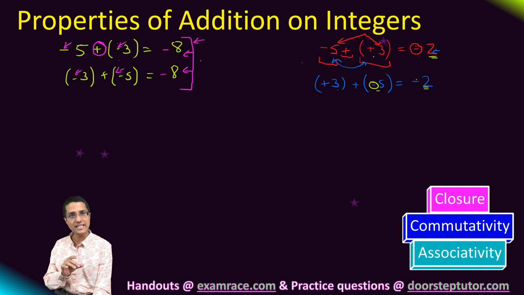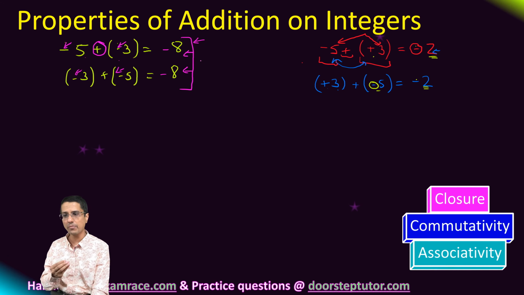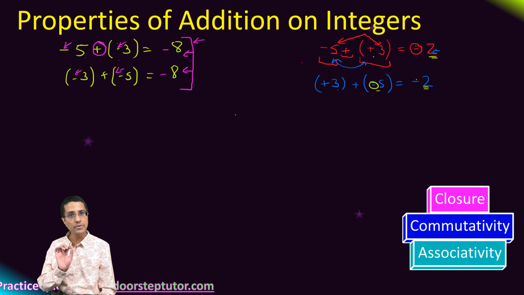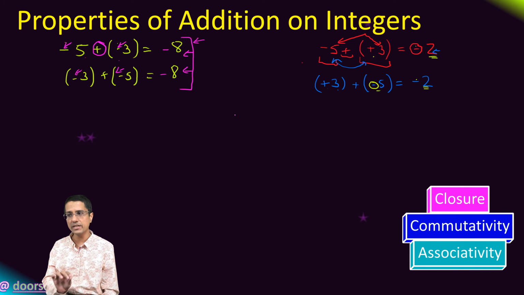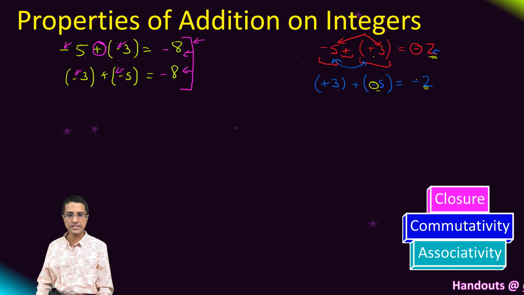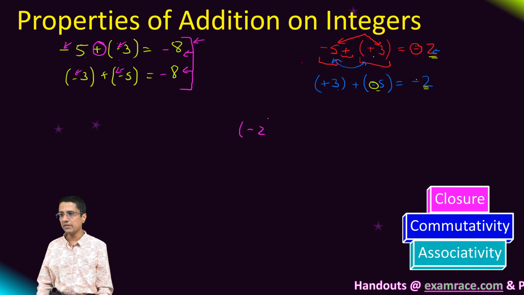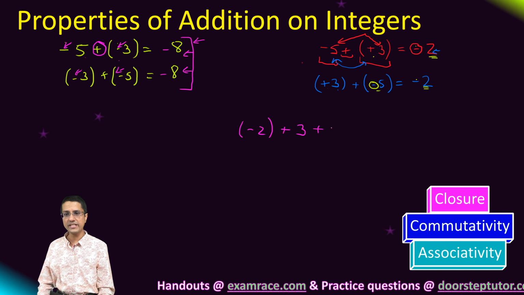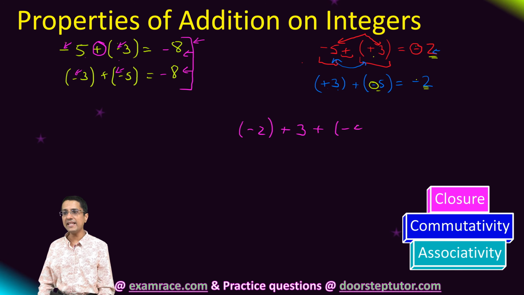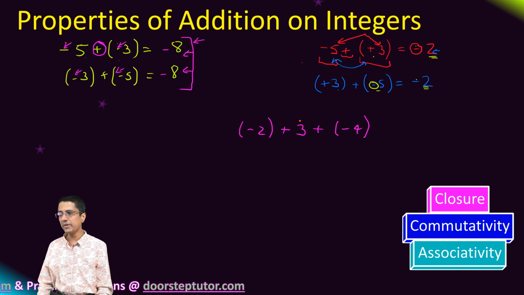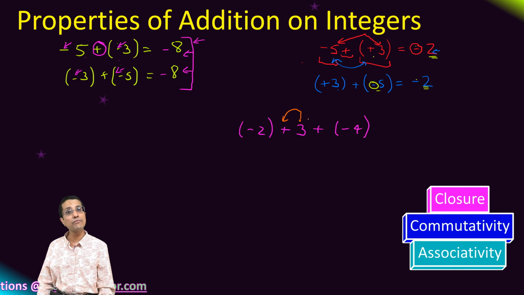The next, and again a very important property, is that of associativity. Similar to the addition of whole numbers, even in the case of integers, the addition is associative. What does that mean? Let's take a simple example. We'll add three integers. So instead of just taking two integers now, we will be adding three integers. And now I'll associate the middle integer either with the first plus sign or with the second plus sign.